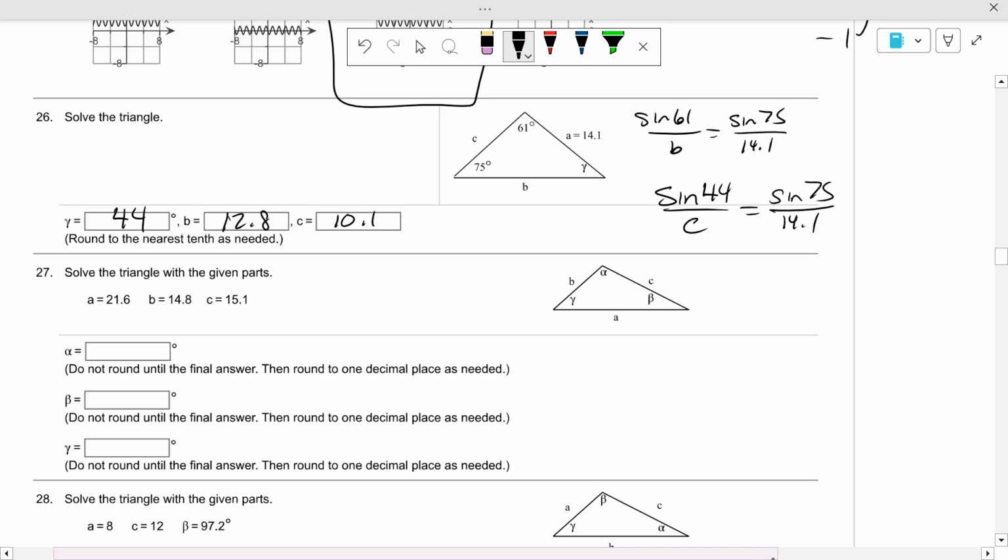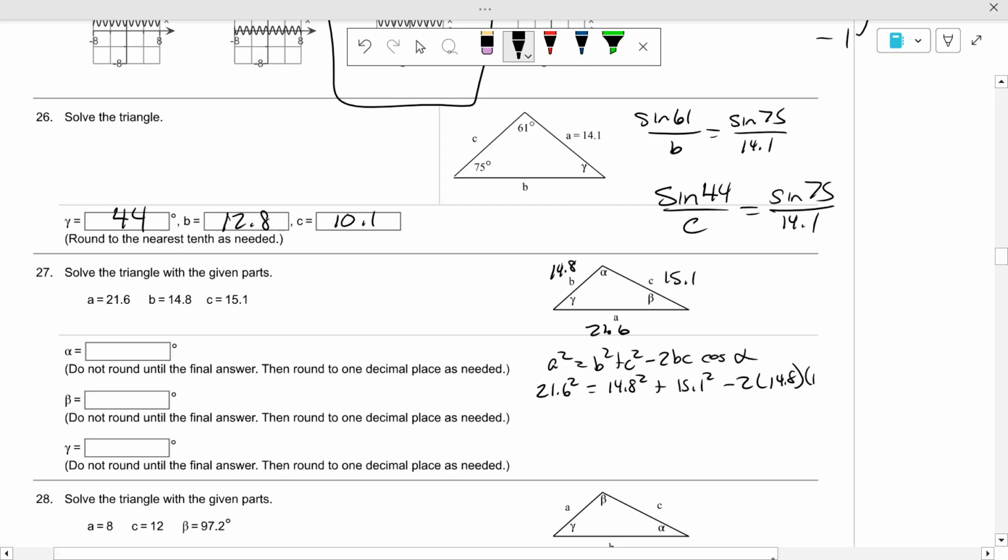All right, solve the triangle with the given parts. This is a side, side, side. So 21.6, 14.8, 15.1. So the law of cosines. If we want to find a first, then it's a squared equals b squared plus c squared minus 2bc cosine of alpha. So 21.6 squared equals 14.8 squared plus 15.1 squared minus 2 times 14.8 times 15.1 cosine of alpha.